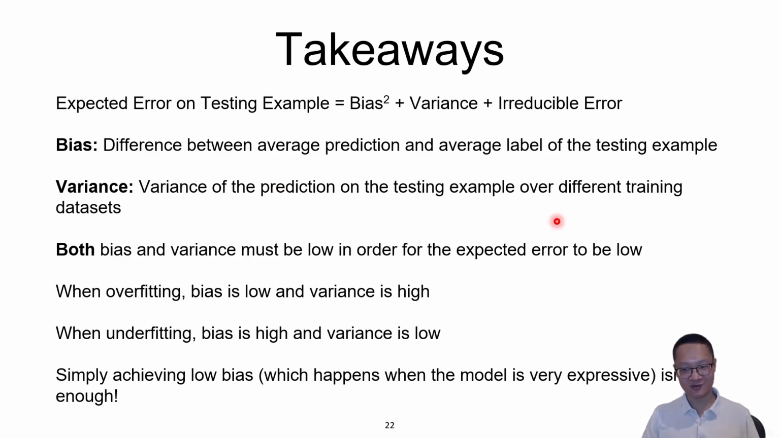Of course, in general, we just have one training data set, but this is a theoretical analysis. Suppose we have many of these different training data sets, then we don't want our model to have large variance. We want the model to be pretty consistent despite the different training data sets. In order to have a good fit, we want the expected error on a testing example to be low, so both bias and variance must be low.